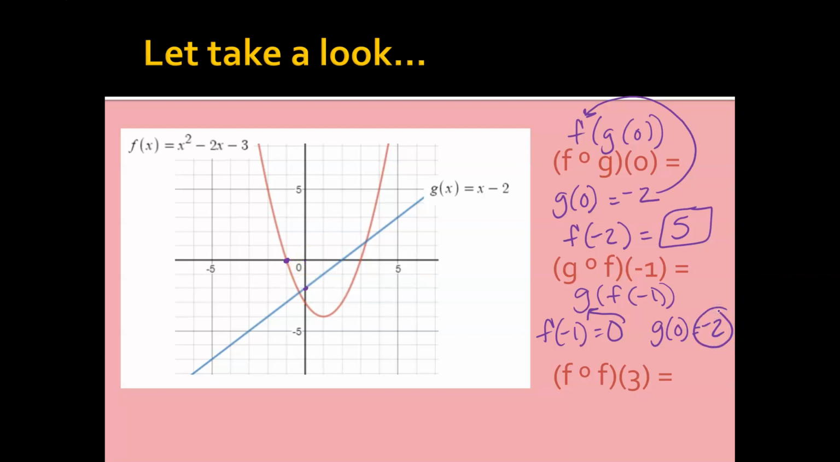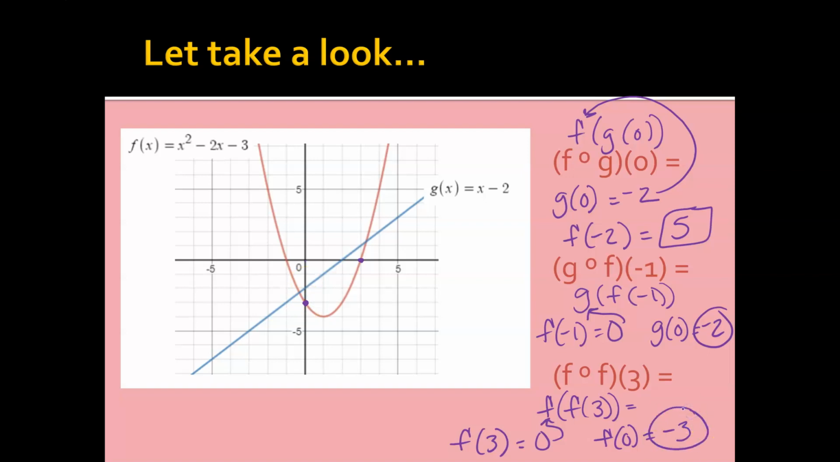Okay? Last one, it is using the f function twice. Okay? So this is like saying f of f of 3. Okay? So first we're going to find f of 3. All right, so on the f graph, which is red, when x is 3, what is y? 0. Then I'm going to plug that 0 into f, and I'm going to find f of 0. And on the f graph, when x is 0, what is y? -3. And that's your answer.